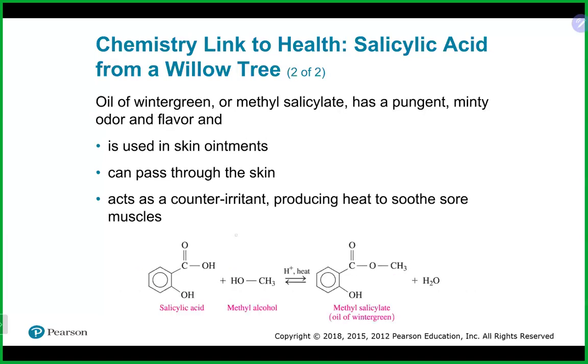Same idea here. We have our carboxylic acid group and our alcohol coming together to make oil of wintergreen.